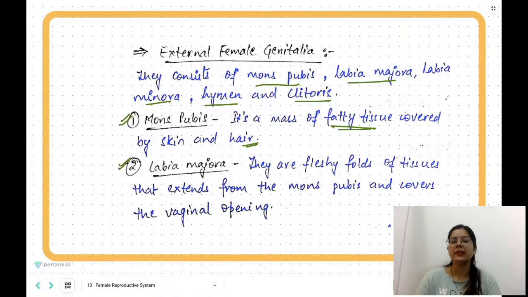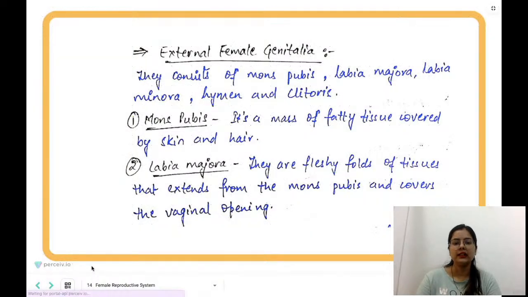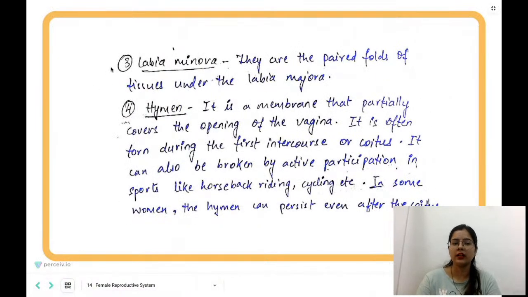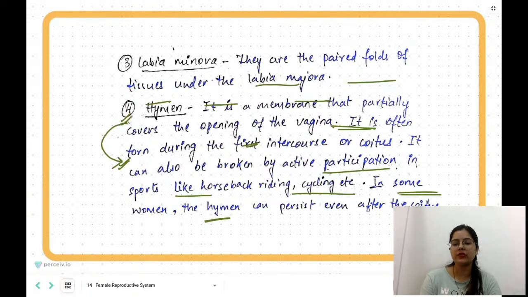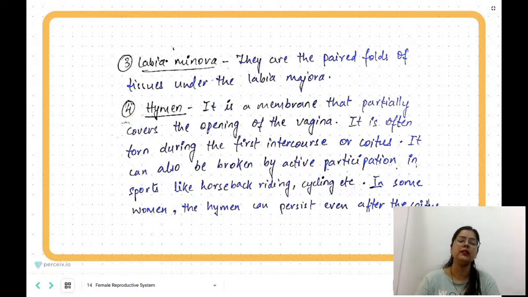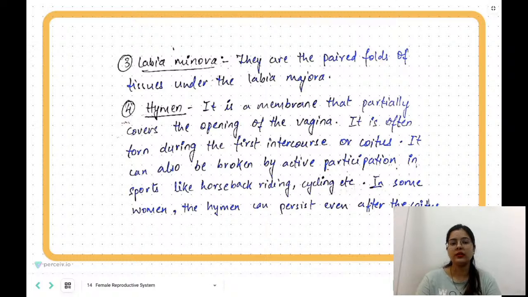Then there are the labia majora and labia minora. The labia majora is the continuation of the mons pubis. It is a fleshy fold of tissue that extends from the mons pubis, and it is going to cover the vaginal opening. The next is your labia minora. The labia minora is the layer which lies inside the labia majora. This is the paired fold-like tissue under the labia majora, and this has to be noted.